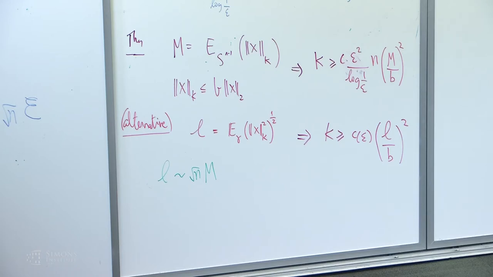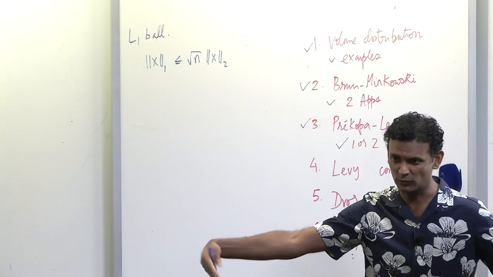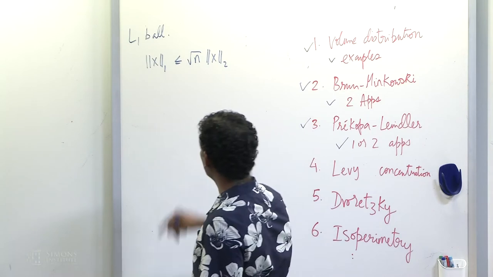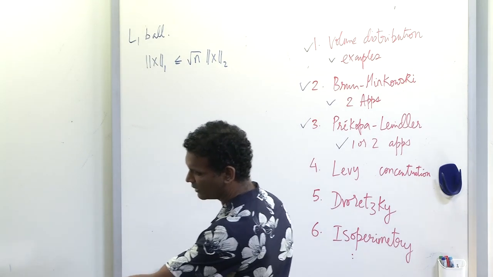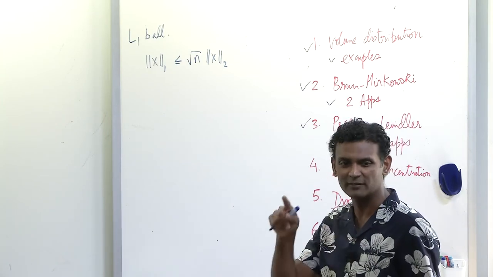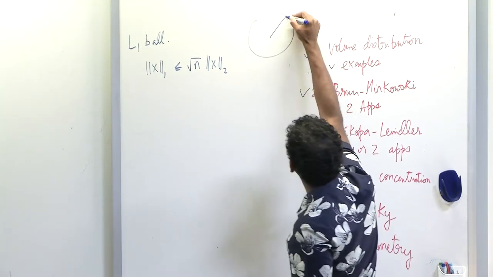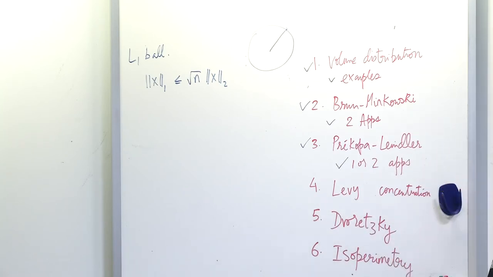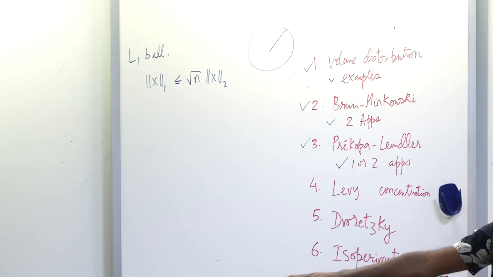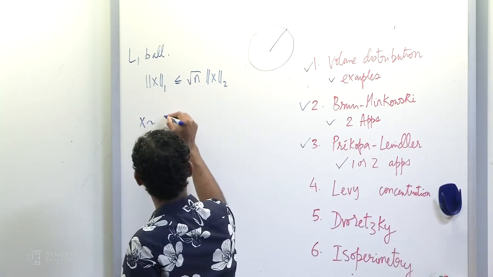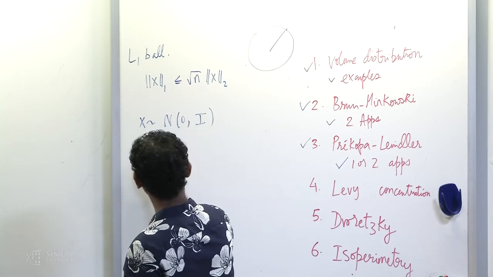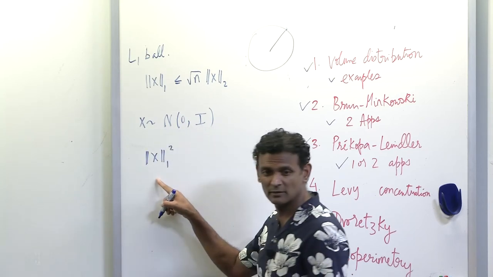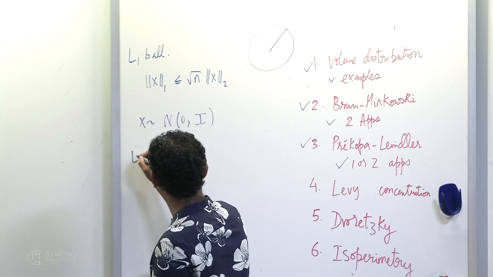So if you have the L1 ball, the first question is, what is b? The L1 length of a unit vector could be root n times its L2 length, for example with all entries 1 over root n. So b is root n. The next estimate is, what is the L1 length, squared to the 1 half, for a random vector? Not a sphere, Gaussian. So I pick a random Gaussian, and I'm asking, what is the length squared, but in one norm, to the 1 half?